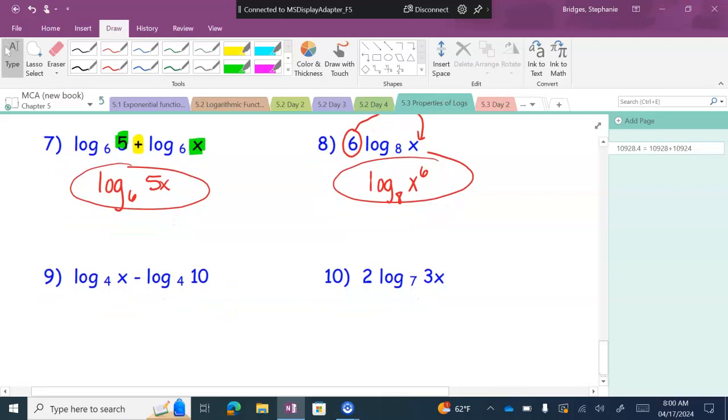Number 9, log base 4 of x minus log base 4 of 10. Do I have any numbers in front of my logs that I need to move as exponents? No. And these two logs are being subtracted, so we're going to bring them together by dividing the arguments only. Whichever one is written first goes on top. So it's going to be log base 4 of just the argument x divided by just the other argument 10.